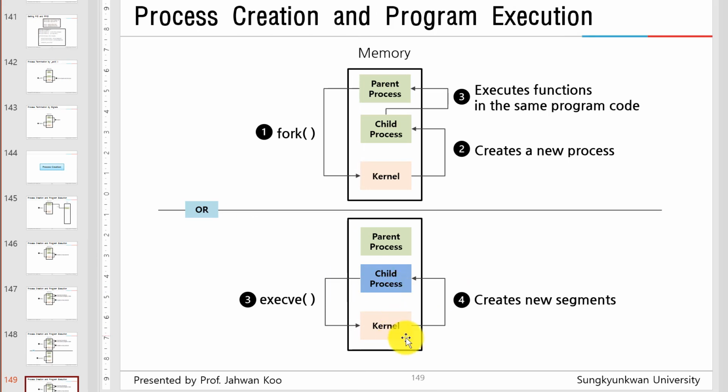In step 4, an exec system call removes the inheritance from the parent. That is to say, the kernel loads a new program into a process memory and creates new stack, new heap, new data segments based on the code of the new program. From this point, the child process is completely different from the parent process.